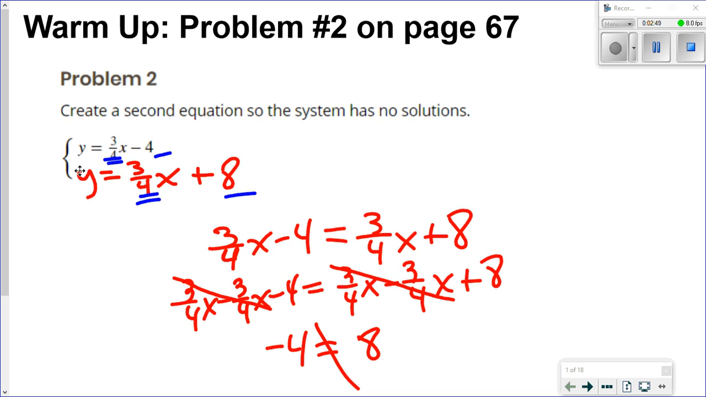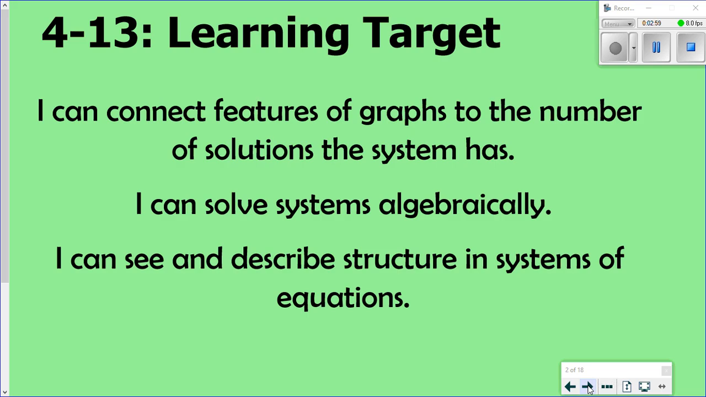All right, once you have your work for your warm-up, let's go ahead and move on and take a look at today's lesson. Feel free to pause the video if you need to copy anything down. Today, in lesson 13, we will be able to connect features of graphs to the number of solutions a system could have. We will be able to solve systems algebraically, and we will be able to see and describe the structure in systems of equations.